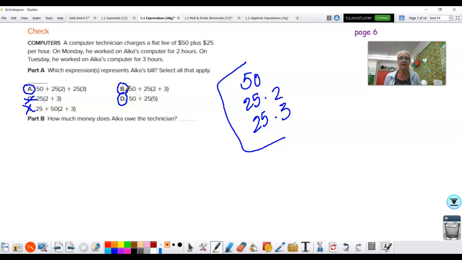So the question asks us, how much is her bill? Well, let's use this one. 25 times 5 is 125, plus 50 is $175.